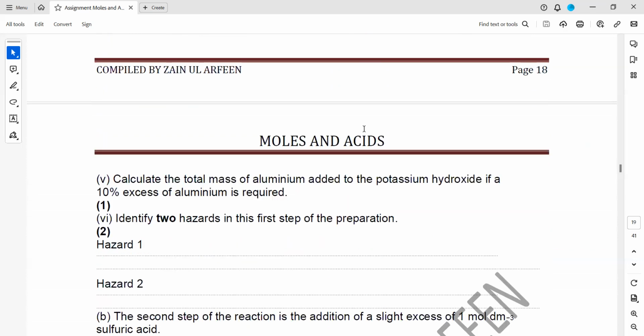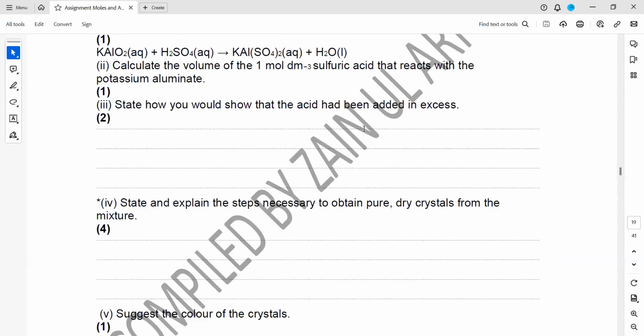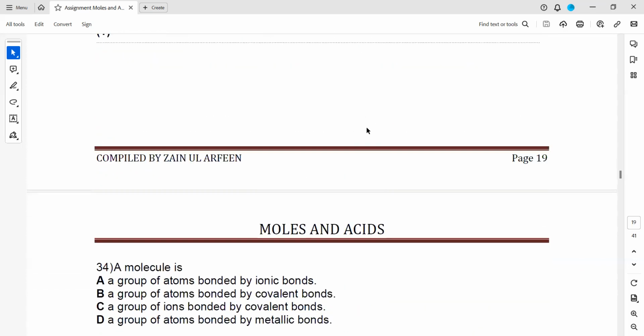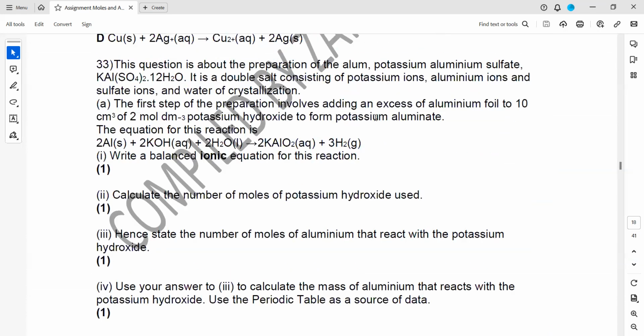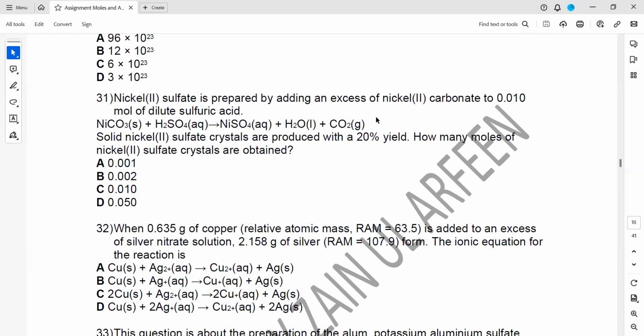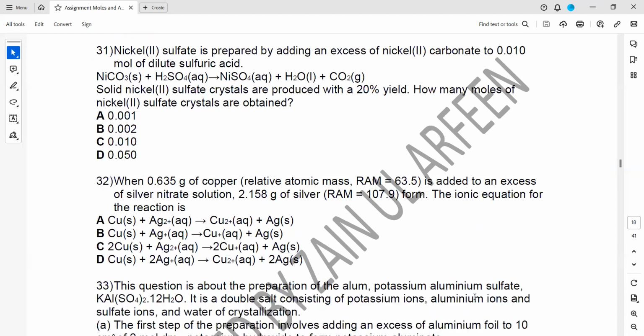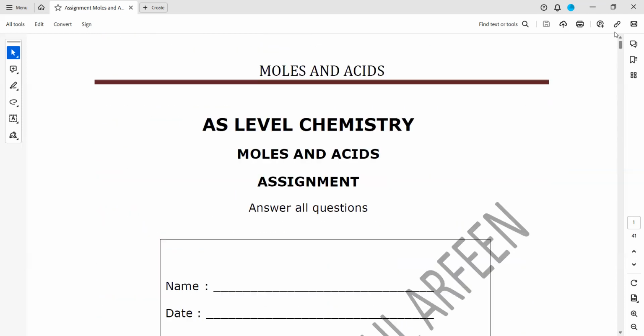Question 33 we'll discuss next session, as we'll start the unit 2 topic. This was topic 1, moles and acid. Next session we'll do questions from mass spectrometry and ionization energy. That means tomorrow.